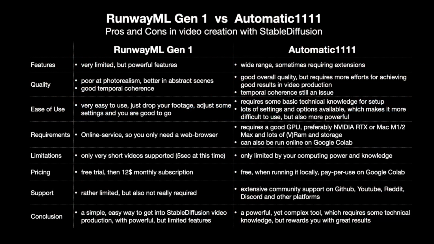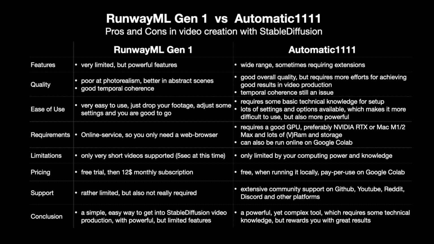conclusions. In my point of view, Runway has just a very limited feature set but it's quite powerful what you get out of it. While Automatic1111 has a far greater variety, though you sometimes need to install extensions to get what you want. What I could see is that Runway is rather poor at photorealism, but it's not flickery and stays coherent. I found out that it's much better in abstract scenes and not so much when you really want to render a realistic scene.